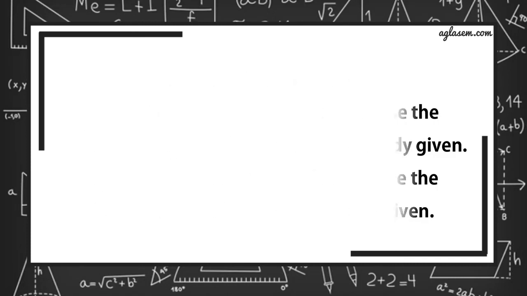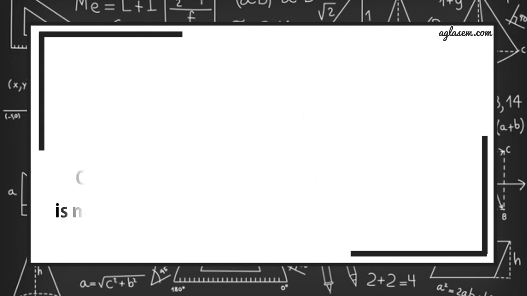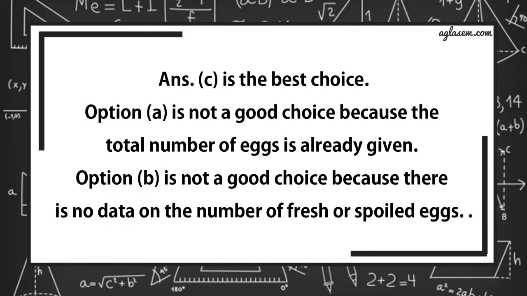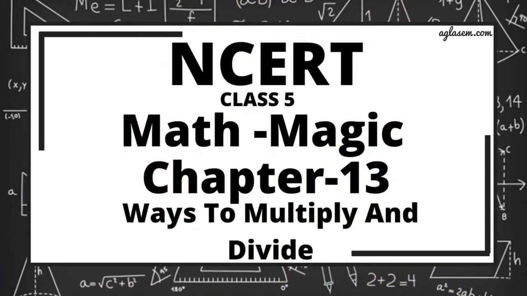Further, question number 3 says, a shopkeeper has 204 eggs. He puts them in egg trays. Each tray has 12 eggs. Part A says, how many more eggs will he need? Part B says, how many fresh eggs does he sell? Part C says, how many egg trays does he need? Answer is, option C is the best choice because option A is not a good choice because the total number of eggs is already given. Option B is not a good choice because there is no data on the number of fresh or spoiled eggs.